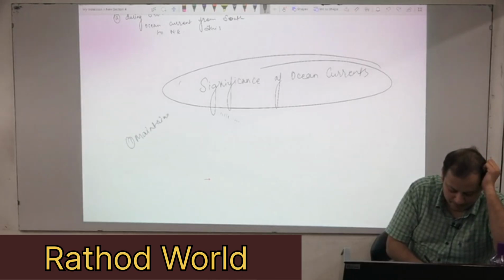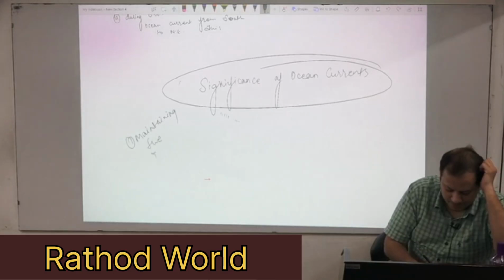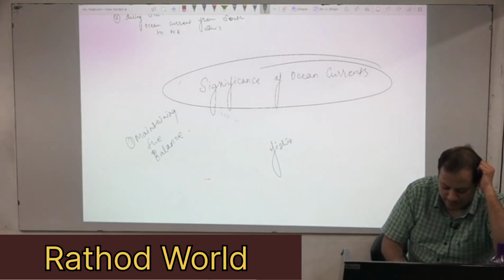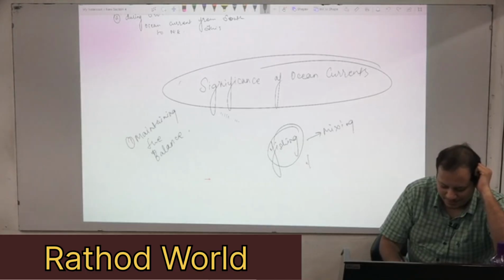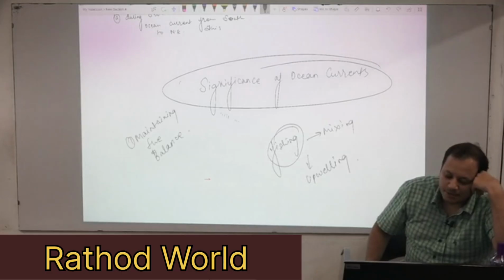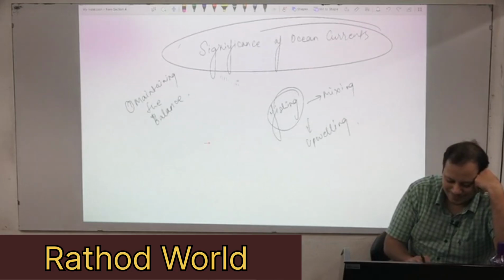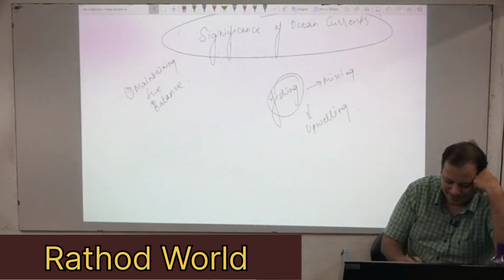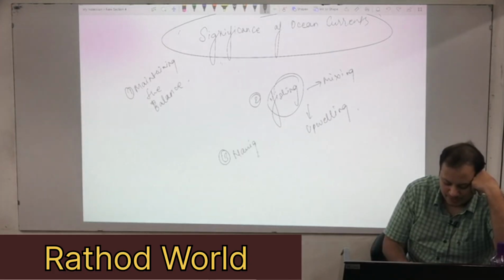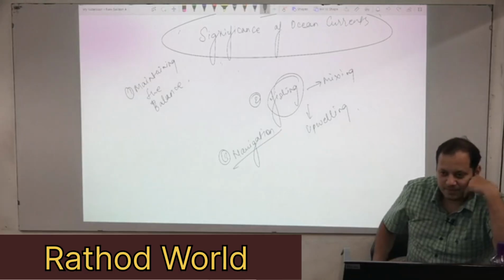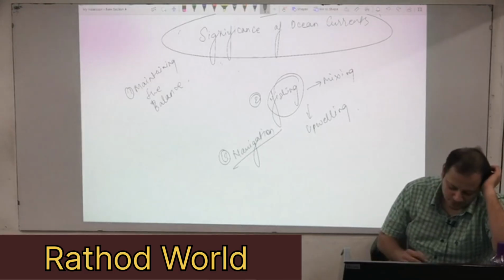Second importance, fishing industries. Why? Mixing, just mixing, or upwelling, which brings the nutrients. Third importance, can I say major ocean routes are determined on the basis of ocean currents? That is the navigation. Major ocean routes are determined on the basis of ocean currents.